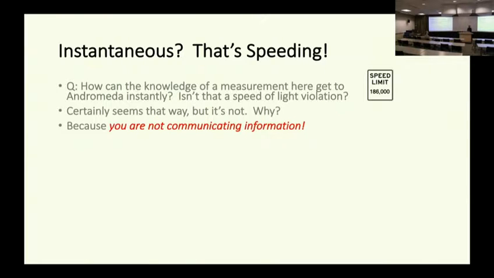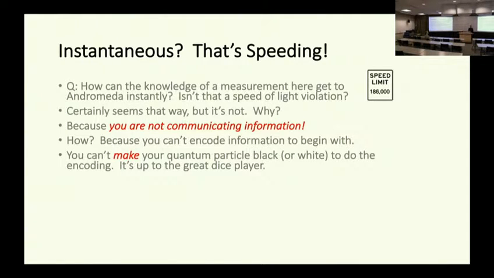It's because you are not communicating any information. And it's because you can't encode any information to begin with. Remember, you can't choose the color of the particles. You would have to do that in order to encode it. Right? I mean, you have to know deterministically what the property is that you're sending, if the bit is 0 or 1. So you can't do that, then there's no communication.